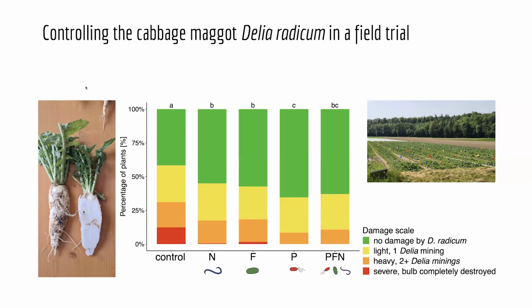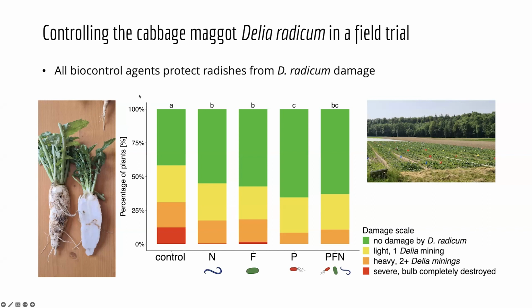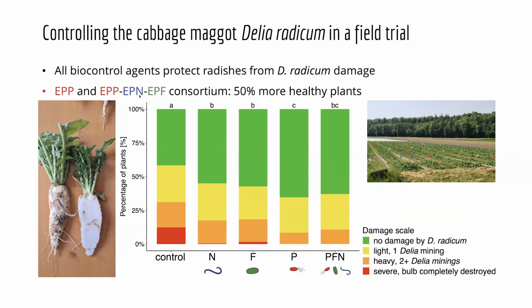And the green part is where the plants were not damaged and which can be sold for a good price by the farmer. So in the control, around 40% of the plants are not damaged by Delia radicum. All the biocontrol agents increased this amount of non-damaged plants, so they could protect radishes. And especially the Pseudomonas and the triple consortium were very effective and led to an increase by 50% compared to the control.